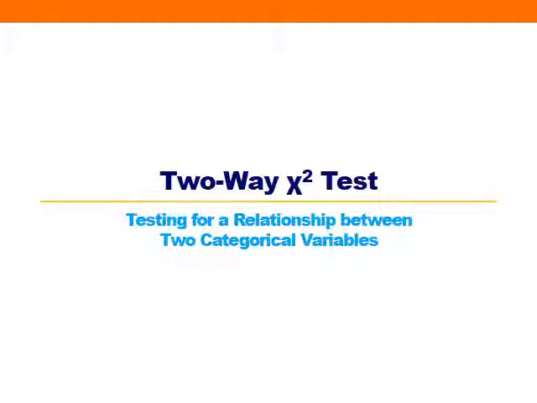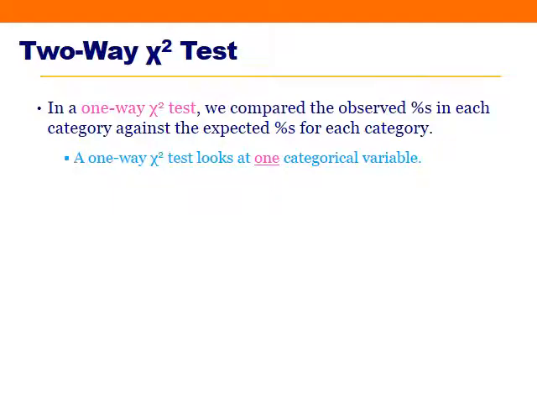Hi everyone. In today's video, we will learn how to perform and interpret the two-way chi-square test in SPSS. As a reminder from Monday's class, the two-way chi-square test is similar to a one-way chi-square test in that both tests use categorical variables and involve comparing percentages.